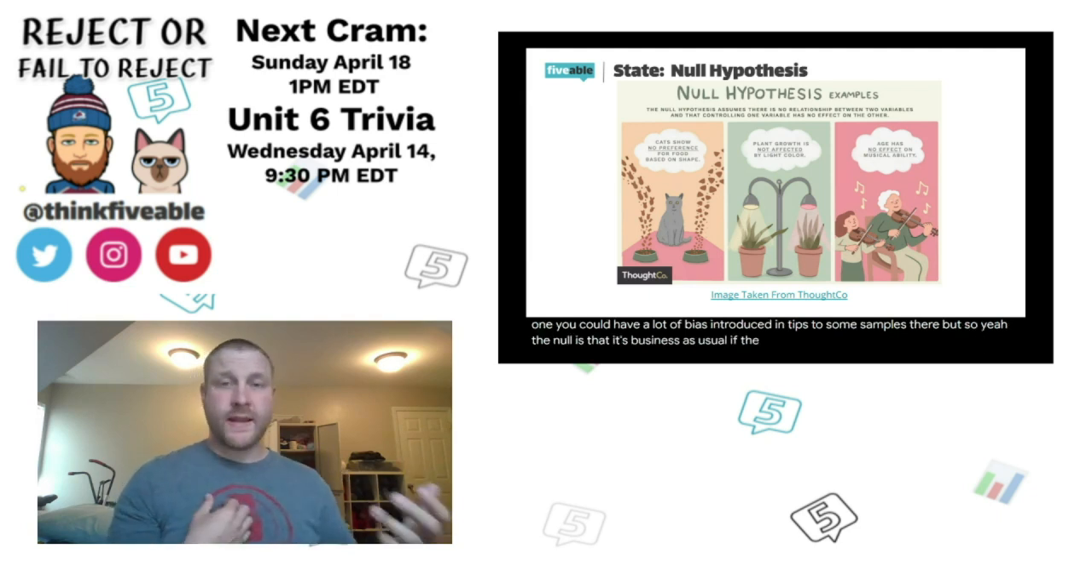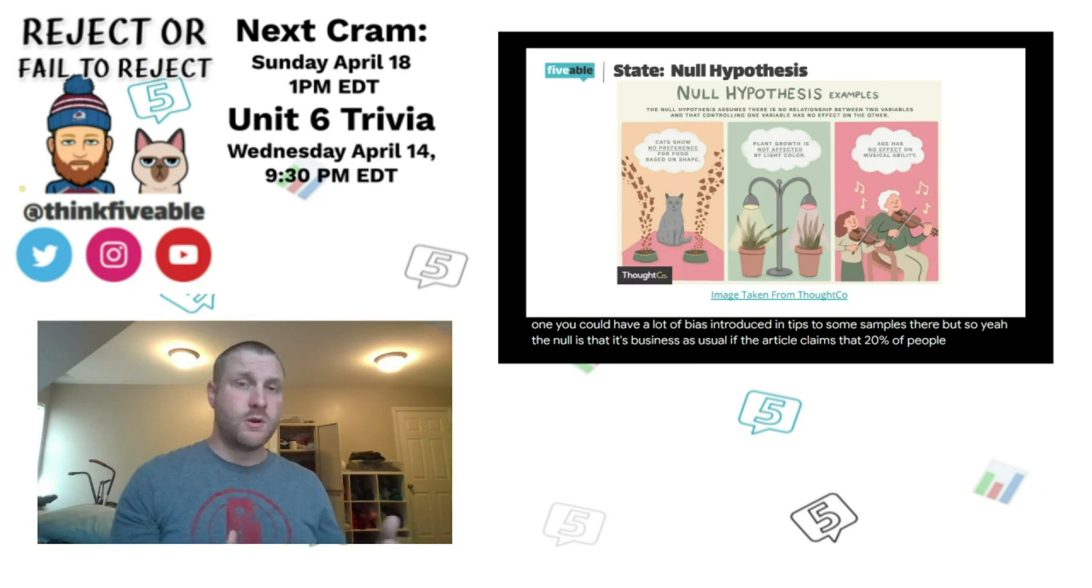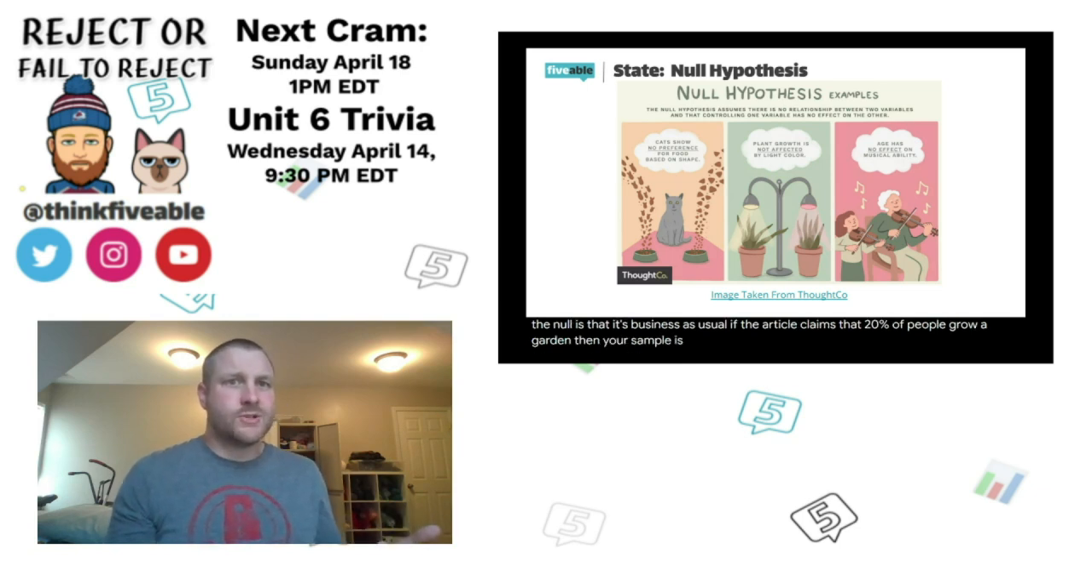If the article claims that 20% of people grow a garden, then your sample is pretty much going to reflect that. Your null is that it's 20%. It matches the article. There's nothing weird here. Everything is business as usual. We're going to keep going on, believing the thoughts we've had, nothing new. Okay, that is what the null hypothesis is.